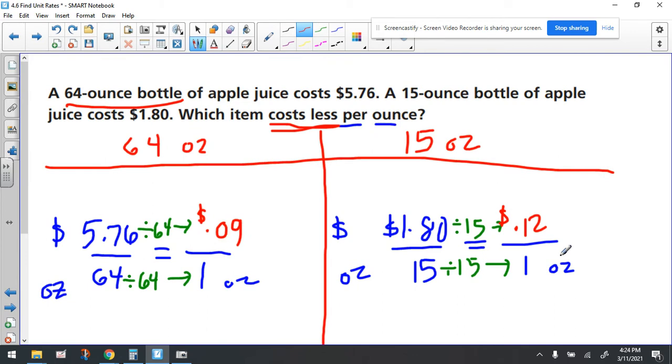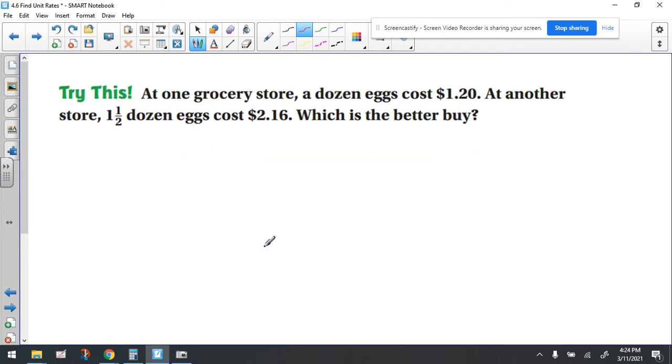All right, so let's look at another question. Let's look at this one. At a grocery store, a dozen eggs costs $1.20. At another store, 1.5 dozen eggs costs $2.16. Which is the better buy?